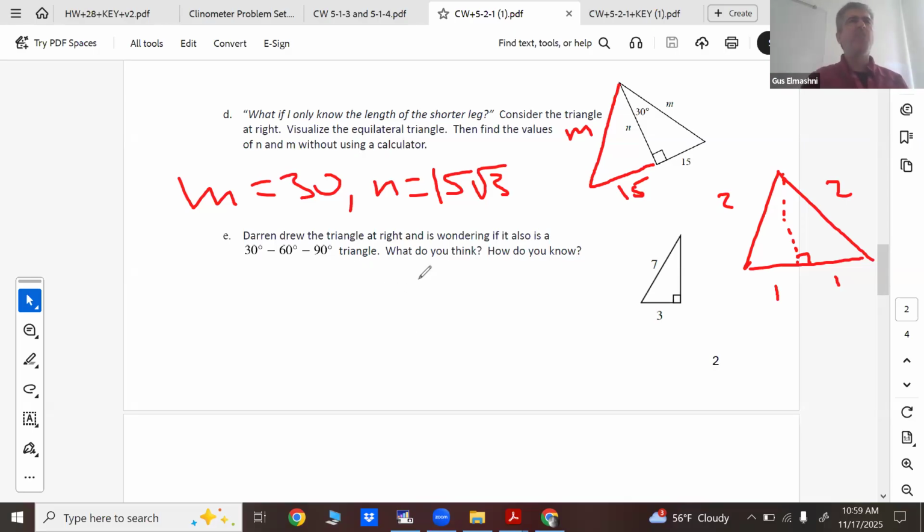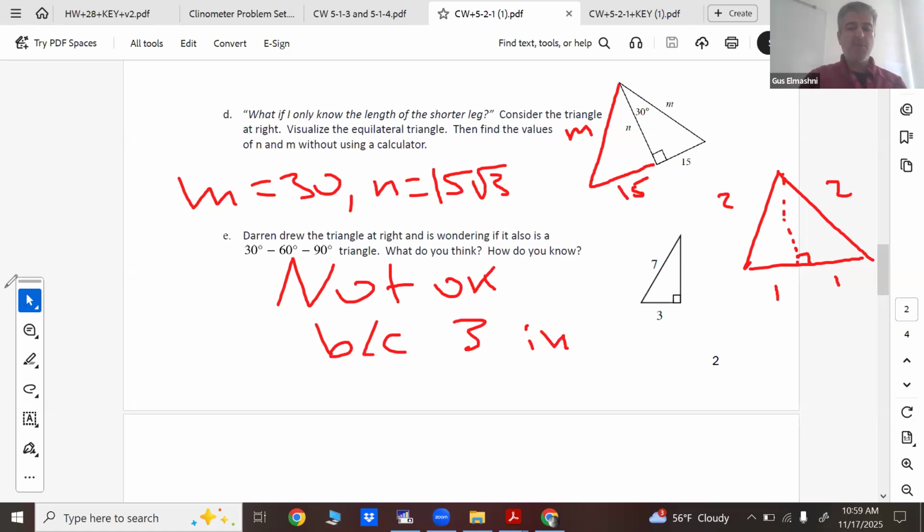Anyway, I got like 40 seconds left. Last thing here, Darren drew this triangle to the right, 36 and 9. What do you think? It's not going to work. This is not okay because 3 is not half of 7. So this would be something else. We'd have to use trig to work it out. So anyway, not half of 7.